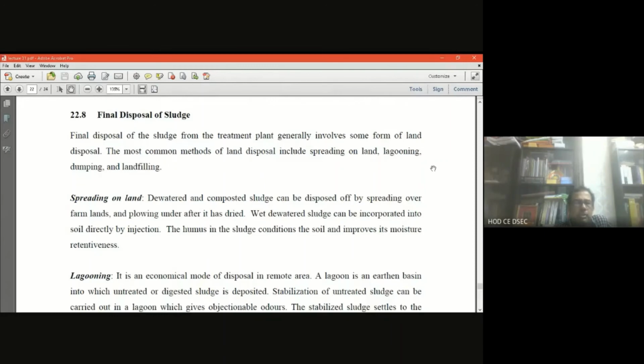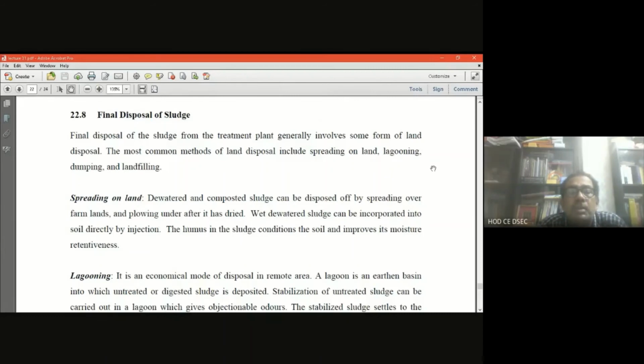There is a module 6. So let me conclude the topic of sludge handling and sludge disposal. Final disposal of the sludge, although it has been discussed in subsequent lectures, for the conclusion I am highlighting this point again: final disposal of the sludge from a treatment plant, whether industrial or municipal wastewater treatment plant, primary or secondary, generally involves some form of land disposal.